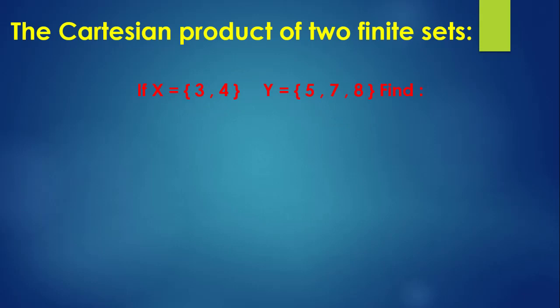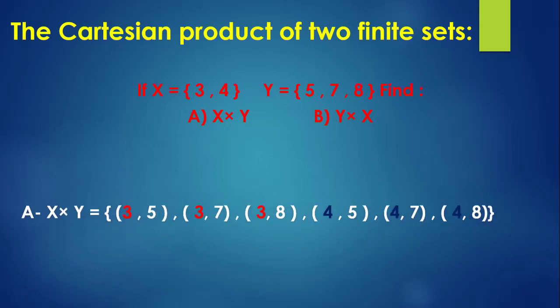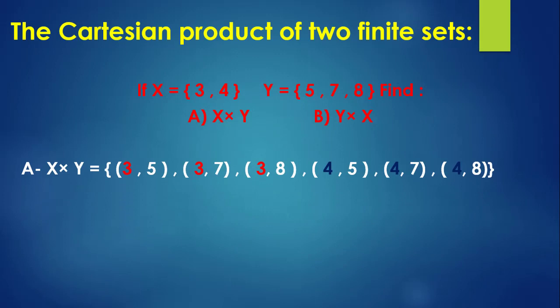Okay, I want x by y and y by x. I want the Cartesian product of x by y and then y by x. The first one, as we said, at first I'll choose the first projection from x, and the second projection, all the elements of y. So I'll take (3, 5), (3, 7), (3, 8). Then I'll take 4 as a first projection, and the second projection will be from y. So I have (4, 5), (4, 7), (4, 8).